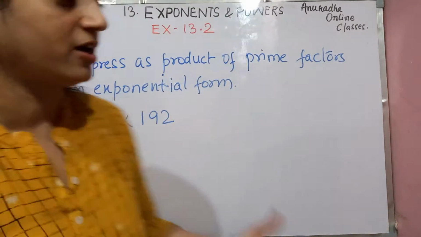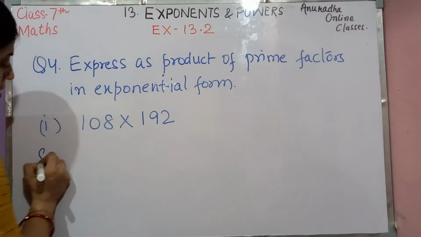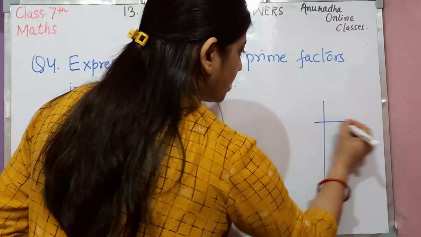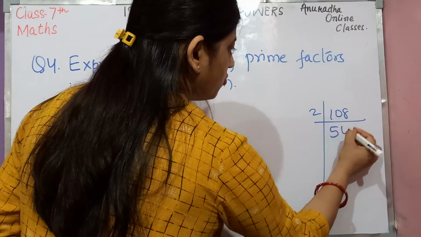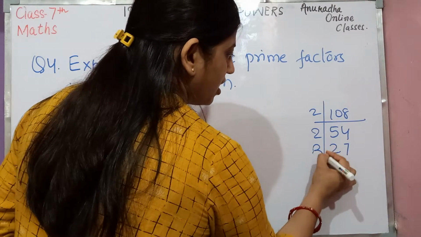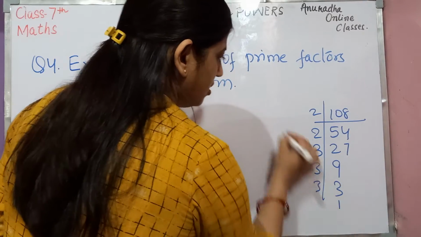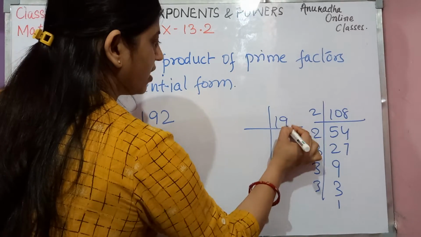अब हम इसको पहले क्या करेंगे, फैक्टराइज करेंगे, इसको डिवाइड करेंगे into prime factors. So let's start this 108. तो 108 का LCM आप साइड में निकालोगे 108. This is 2 5s are 10, 2 4s are 8, 2 2s are 4, 2 7s are 14, then 3 9s are, then 3 3s are, and then 3 1s are. Right? इसी तरह in the same way we will take out the LCM of 192.